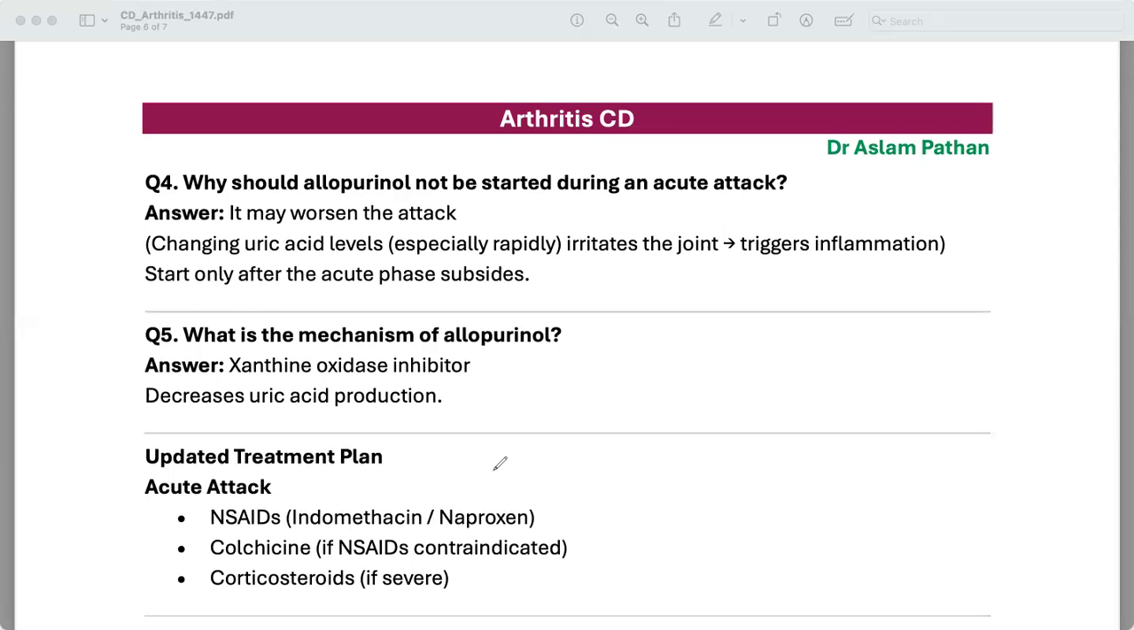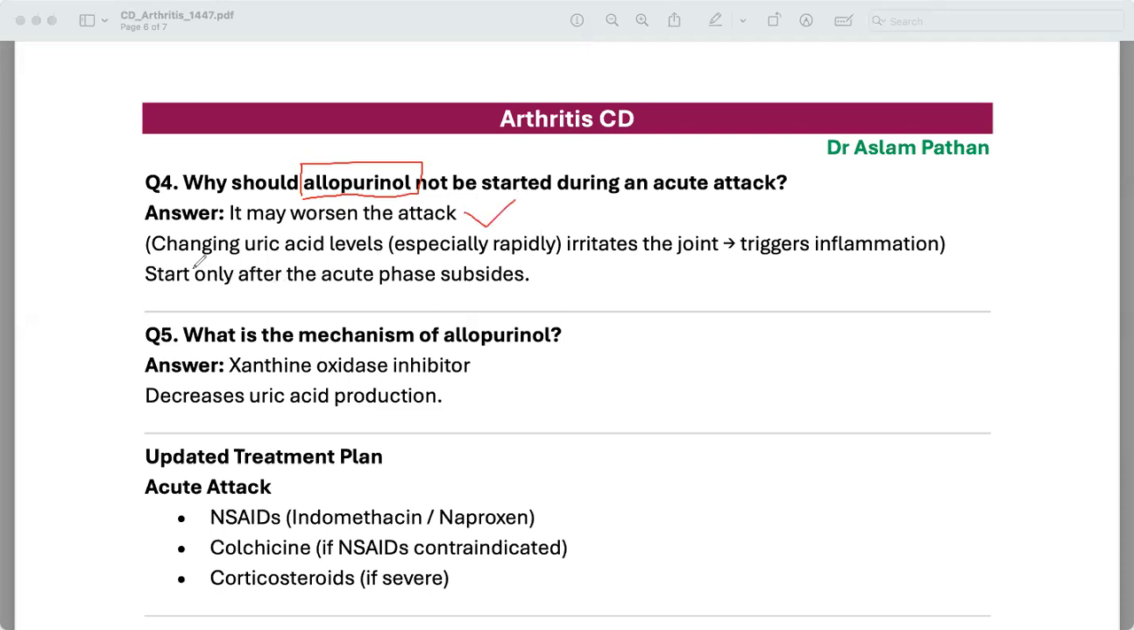Why should allopurinol not be started during an acute attack? As we know, allopurinol is the preferred drug in the management of gouty arthritis. Why should it not be started during the acute attack? Because allopurinol may worsen the attack. How?